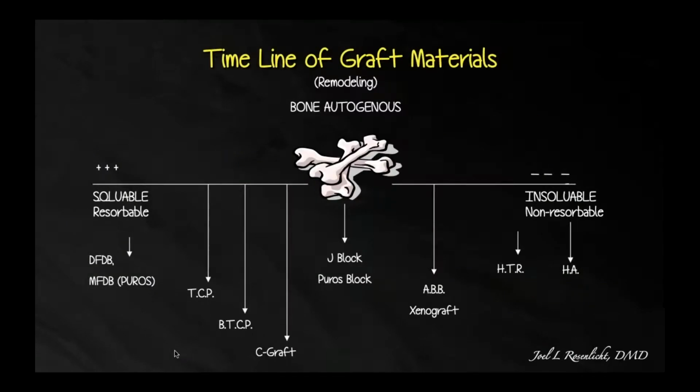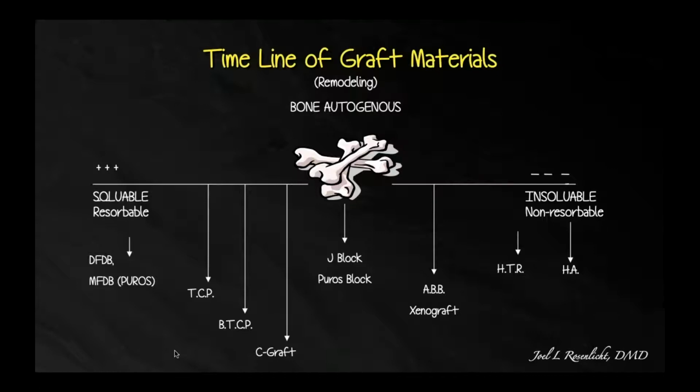So the first thing that's important to recognize is that we have a number of graft materials to choose from. Now, I'm not going to talk about some of the newer type adjunctive materials we can use. Let's just talk about some of the basic graft materials that we have. And you'll notice that you have autogenous bone in the middle. What this slide shows is kind of a timeline. It's not giving you a time necessarily, but it's showing that on the left-hand side, we have highly resorbable or soluble materials. And on the right side, we have insoluble, non-resorbable materials.